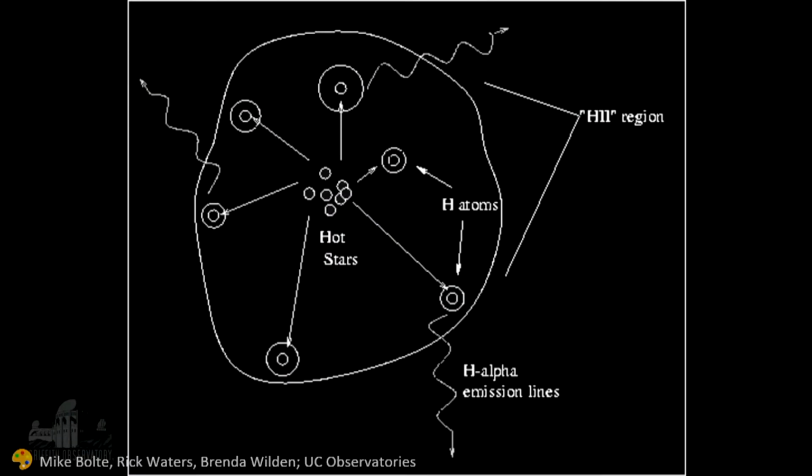You have hot young stars in the middle, you have hydrogen, you have H2 regions, which is ionized hydrogen gas, where the electrons have been stripped off, and it's this interaction with the magnetic field that makes this so interesting.